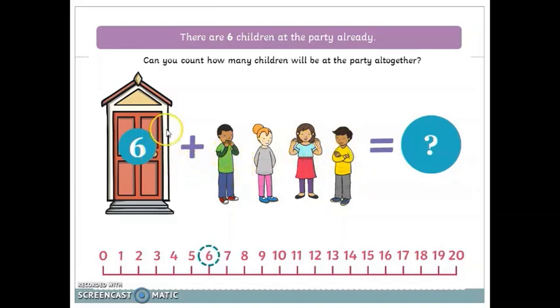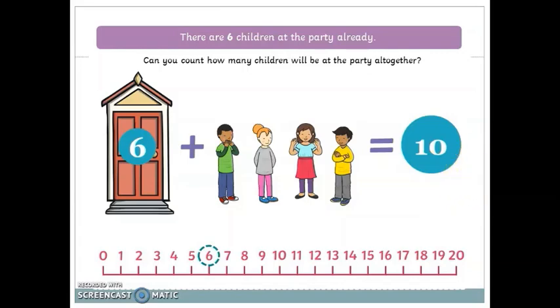So students, all we have to do is count the children all together to see how many children are there at the party. Now you can use the number line to do the addition, or you can count onwards from the given number to get your answer. And your answer is 10. Well done, students.